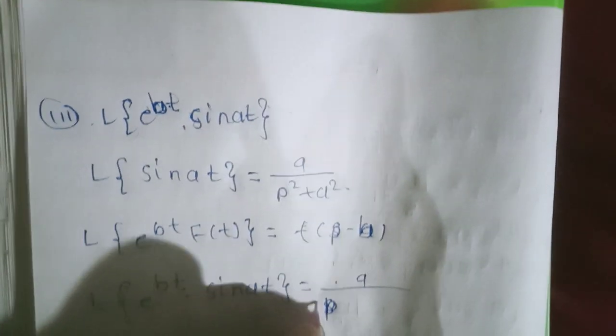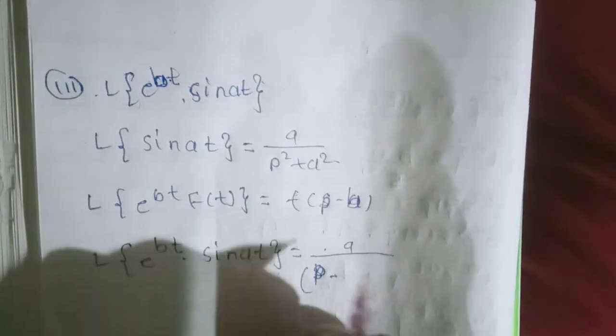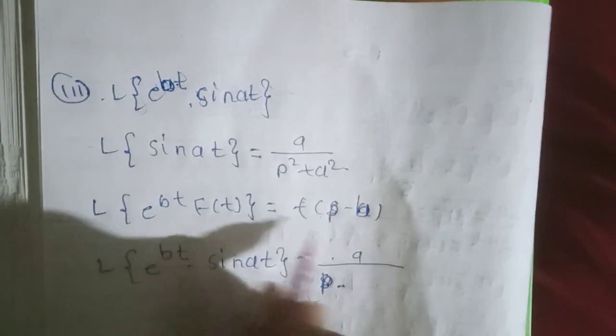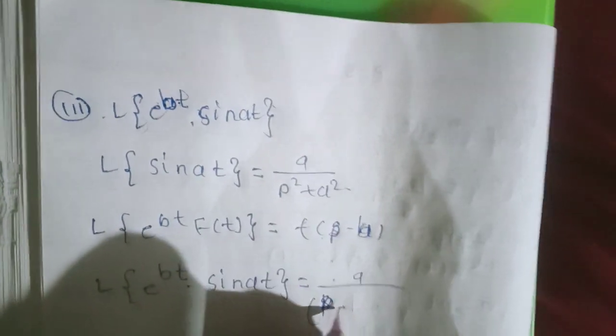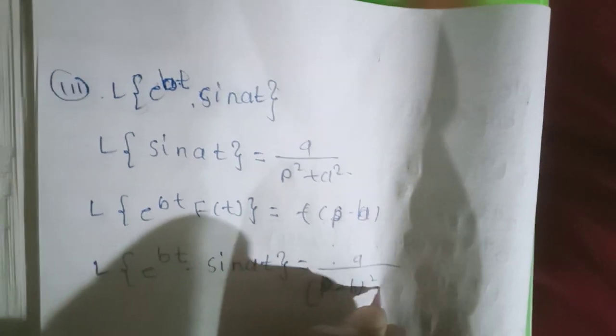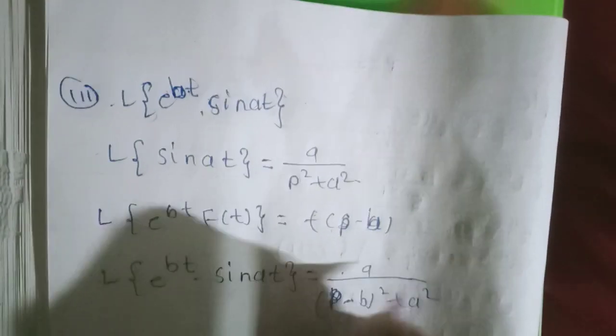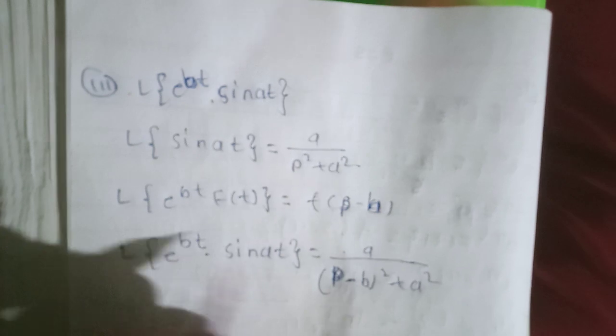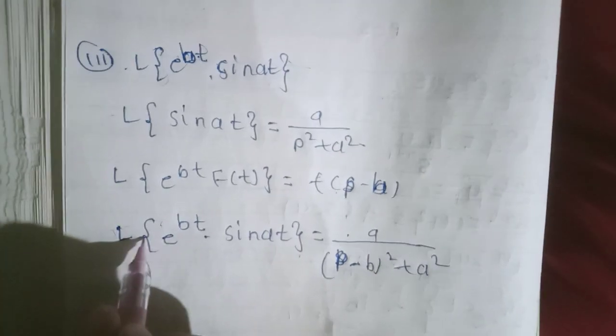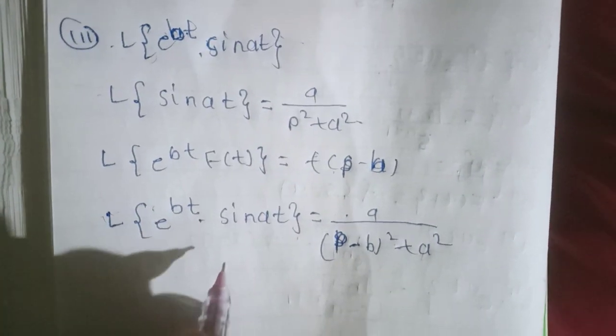here p or s. Don't confuse, p and s are both the same. So it is (p minus b) square plus a square. This is the value of the Laplace transform of e raised to bt into sin of at.